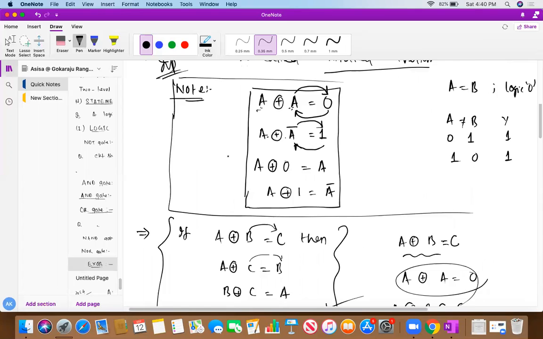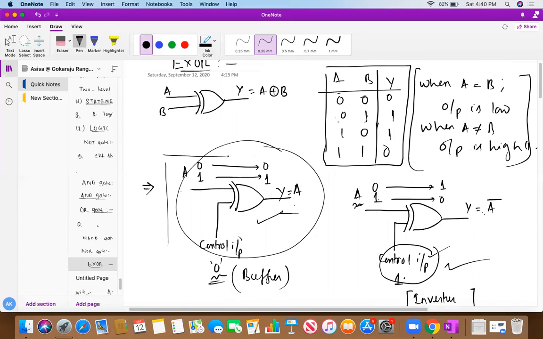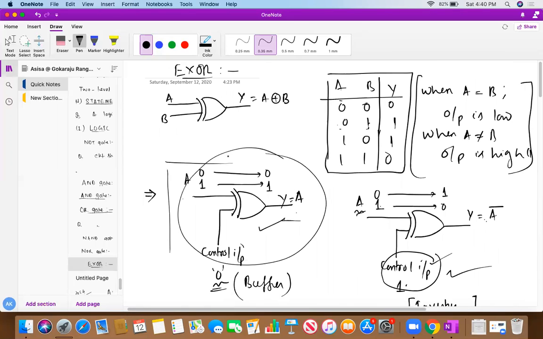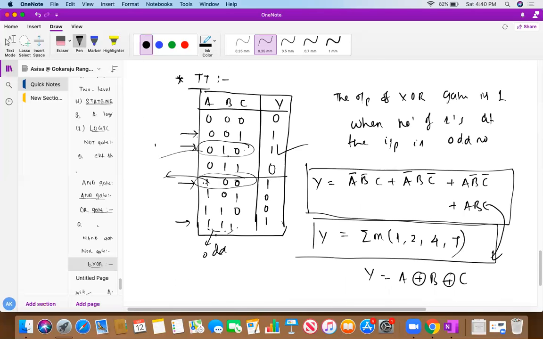Do you all understand about the XOR gate? Very simple. First of all, we started with the 2 input XOR, then how it behaves: when A equal to B, output is low. When A is not equal to B, output is high. And finally we proved here, if the number of inputs are odd number of ones, then the output is logic 1, else output is logic 0.